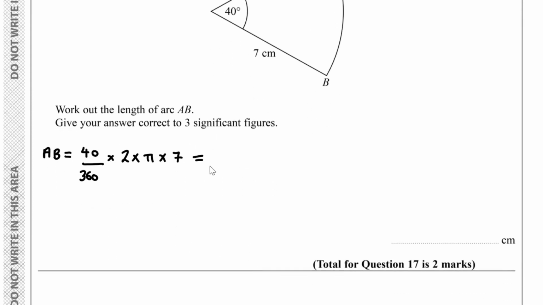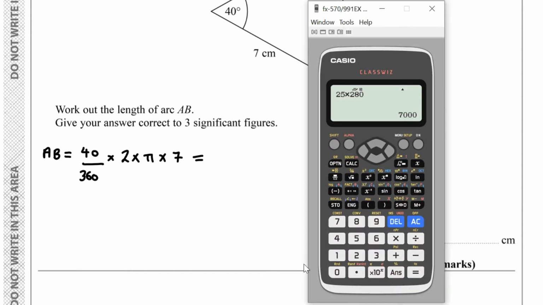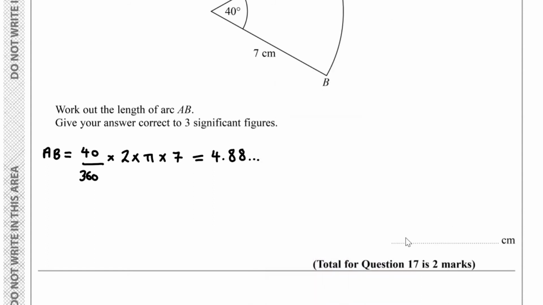So if we work this out, we have 40 over 360 multiplied by 14 pi, which is 4.88, etc. So to three significant figures, we have 4.89 centimeters to three significant figures.